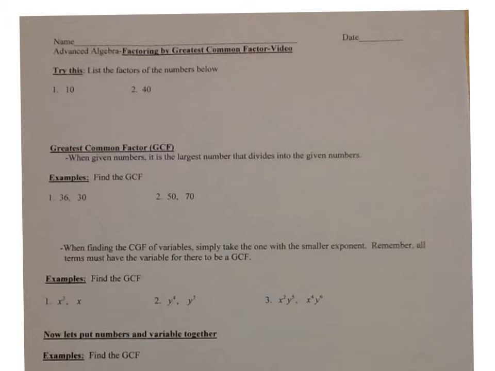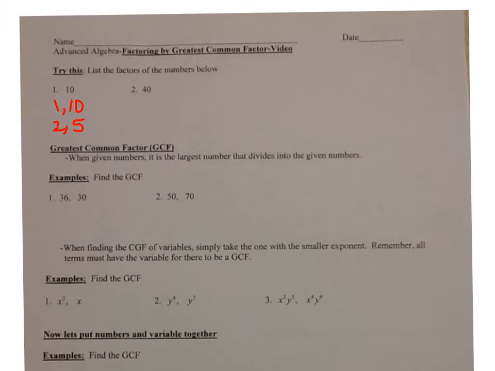Okay, so the first number we have is 10. So what numbers multiply to give you 10? So one set of factors would be 1 and 10, because 1 times 10 is equal to 10. Another set of factors would be 2 and 5, because 2 times 5 is 10.